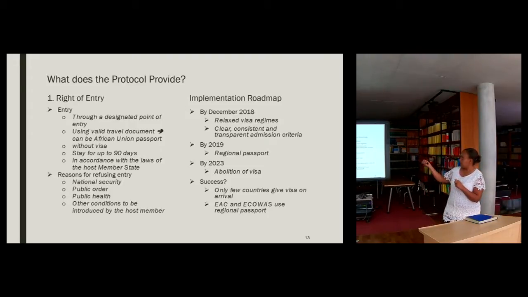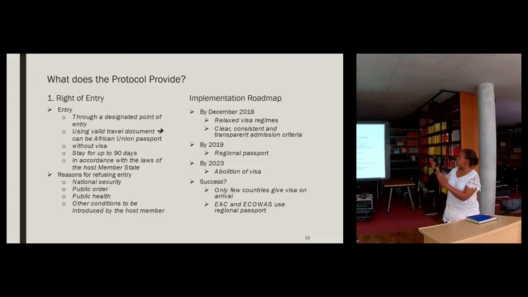As far as entry is concerned, what is recognized in the document is that there's going to be an entry through a designated point of entry using a valid travel document. It can be the African Union passport when it is issued. And you can enter without a visa and stay up to a period of 90 days. But these things can be done in accordance with the laws of the host state. And there are also some grounds for refusing entry: national security, public order, public health, plus other conditions may also be introduced by the host state sometime in the future.